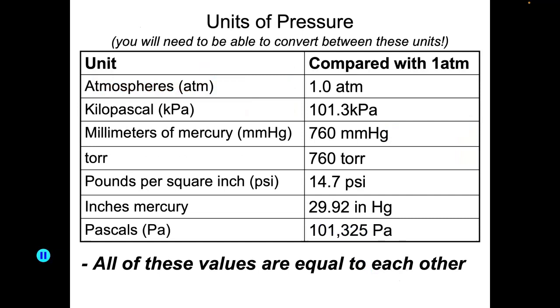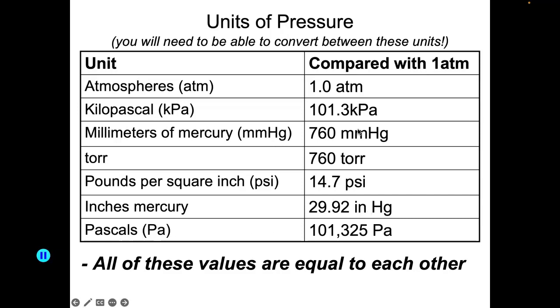These are the different units of pressure. You'll need to be able to convert between these units. These are on your cheat sheet on the back. Okay, and so you don't have to memorize these. You'll have all of them. So we have atmospheres, kilopascals. Notice that the P is capitalized in this. Millimeters of mercury. We have torr. We have PSI, which is pounds per square inch. We have inches of mercury, and we have pascals.